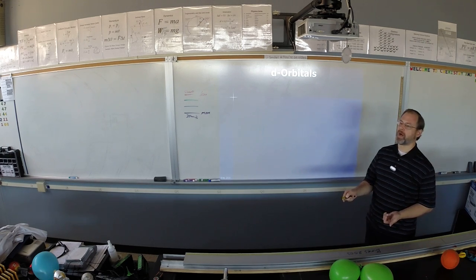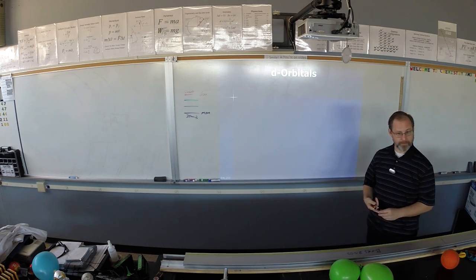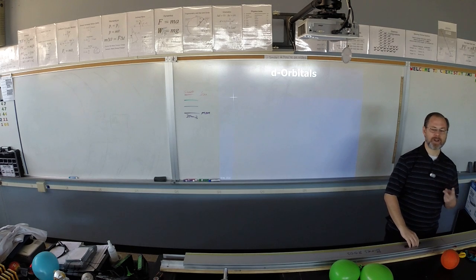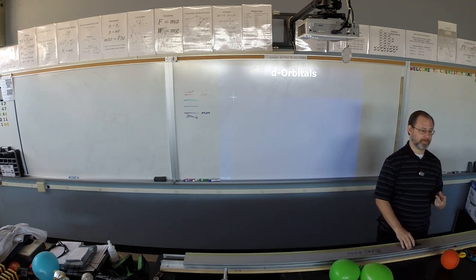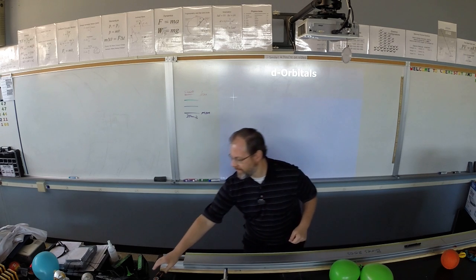This is the d block. Count how many atoms across the d block is. 10. Yep, 10. 1, 2, 3, 4, 5, 6, 7, 8, 9, 10. Guess how many electrons fit into the d orbitals? 10. And if each orbital can hold 2 electrons, how many d orbitals are there? 5. Yeah, math.